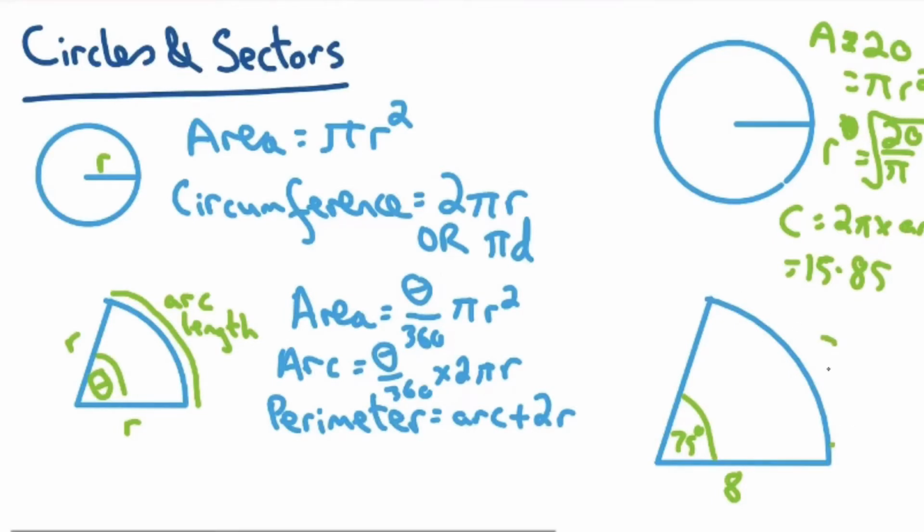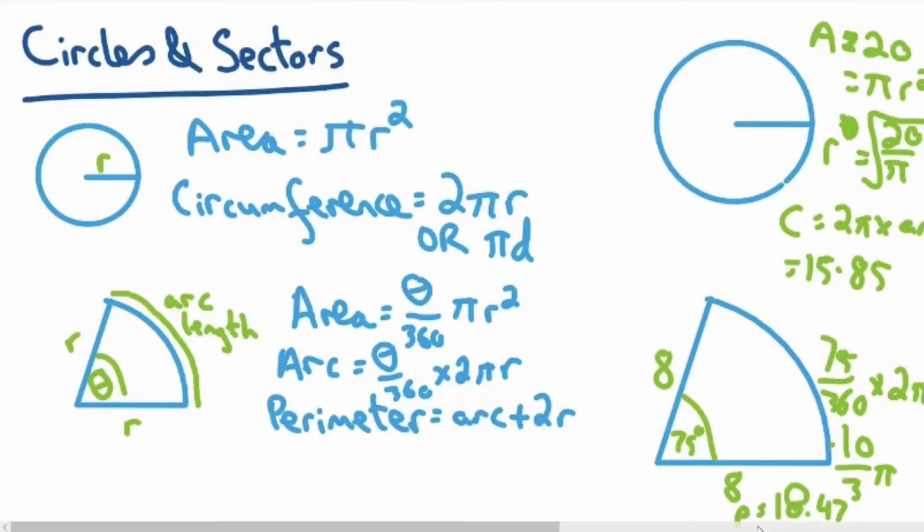So that was 75 over 360 times by 2 pi times 8. This is going to give you 10 over 3 pi, or alternatively 10.47. For the perimeter, you then have this arc length, you're just adding two lots of the radius on. If this is 8, this is 8. Adding onto that, that's just going to make the perimeter 18.47.